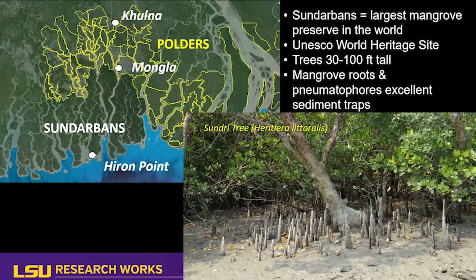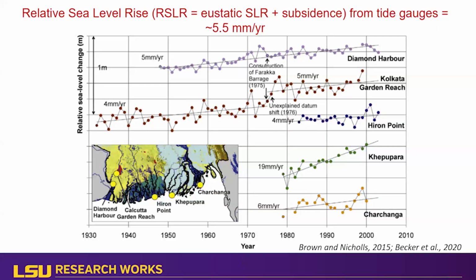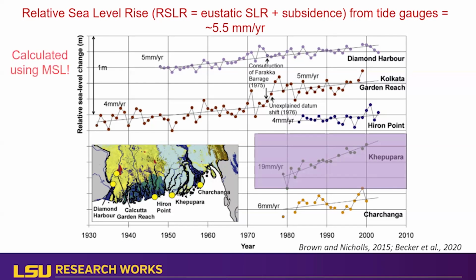Many of you may not know the Sundarbans is named for the shundri tree. This is an example of it with its beautiful flaring base and the pneumatophores at the bottom. I'm just going to set the stage for sea level rise for this delta by talking about our tide gauges that have been accumulated along the coastal region. Many of them show an average of about 5.5 millimeters per year for relative sea level rise. Again, this is a deltaic region. This is not only eustatic sea level rise, but we also have subsidence from the load of the sediments that are happening there. But I want to bring to point, this is calculated using mean sea level.